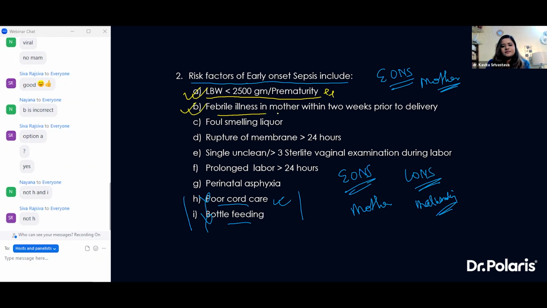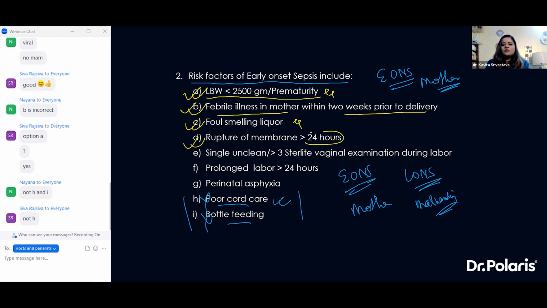If the mother had any febrile illness within 2 weeks prior to delivery, so if the mother was already carrying certain infections, it can get transmitted to the baby. Foul smelling liquor, again very, very important. So foul smelling liquor is again indicative of what? It is indicative of the infection that is present inside the mother.